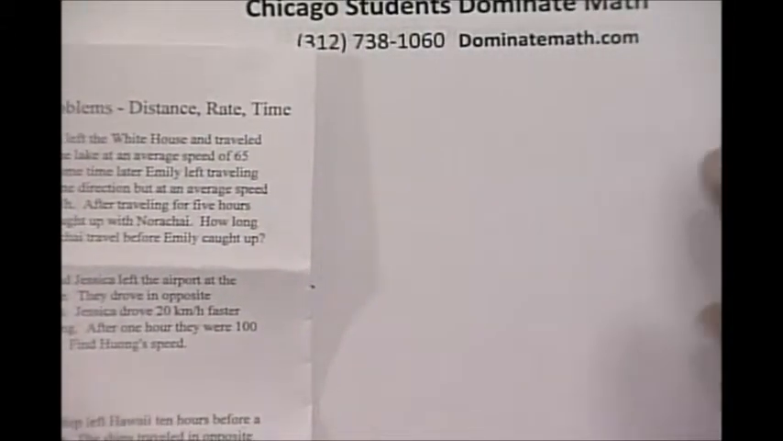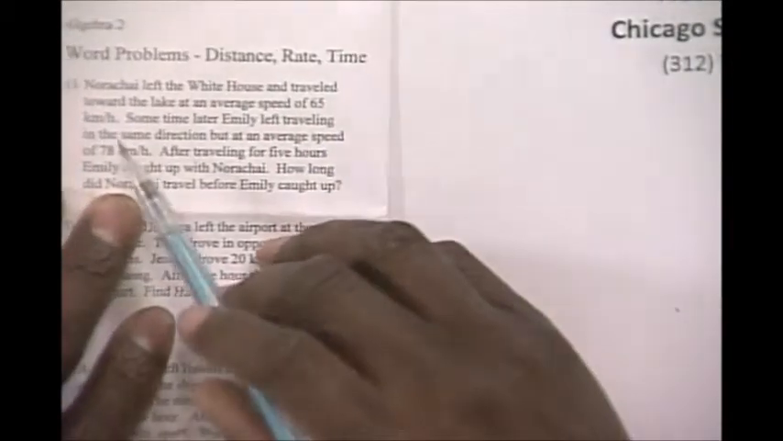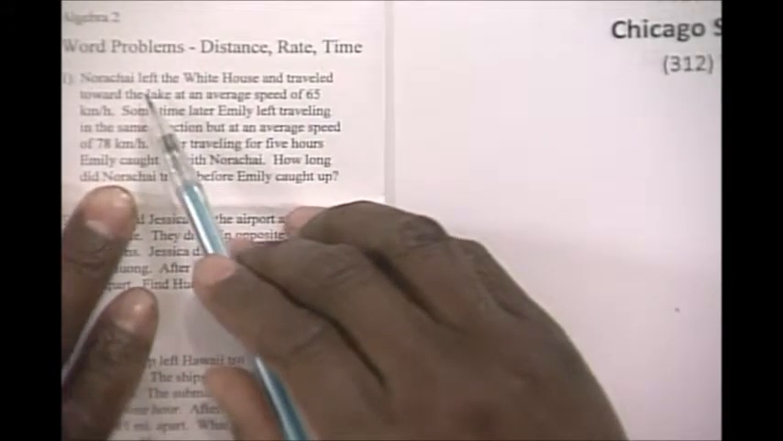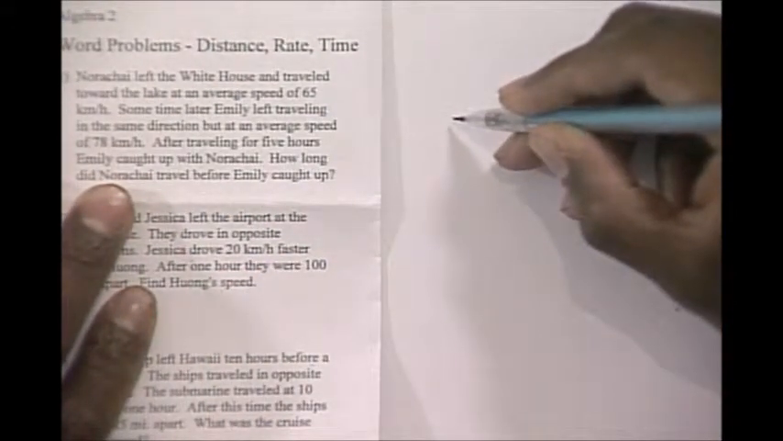All right, so the first problem we have here, and I'm sorry it's so small. I have to do a better job next time of making this print larger. But what we have is Norichi. I hope you can read that. Norichi left the White House and traveled toward the lake at an average speed of 65 kilometers per hour.